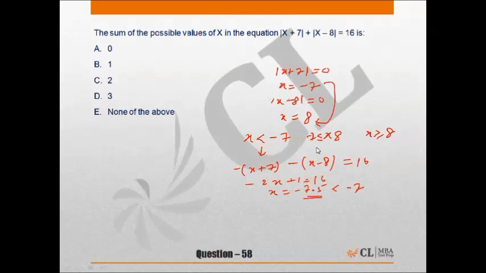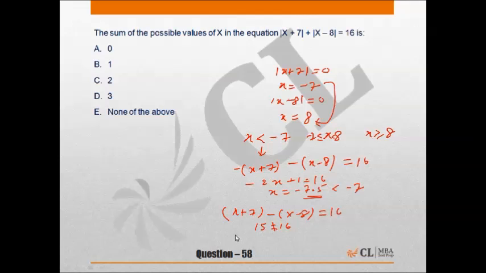Let's move to the second case when x is greater than minus 7 but less than 8. In this case, mod of x plus 7 will be x plus 7, and mod of x minus 8 will be minus x minus 8, so the sum is equal to 16. From here we get 15 equals 16, which is not possible. So the value of x cannot lie in the range of minus 7 to 8.